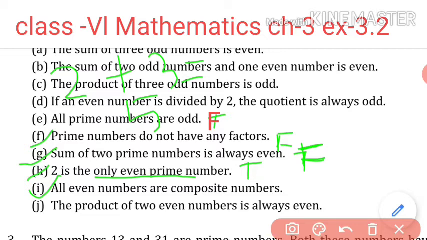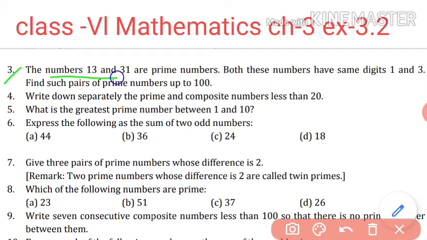Now questions I and J are your homework. Now come to the next question. Number 3. The numbers 13 and 31 are prime numbers. Both these numbers have the same digits, 1 and 3. 1, 3 and 3, 1. Now find such pairs of prime numbers up to 100, where the numbers have the same digits.